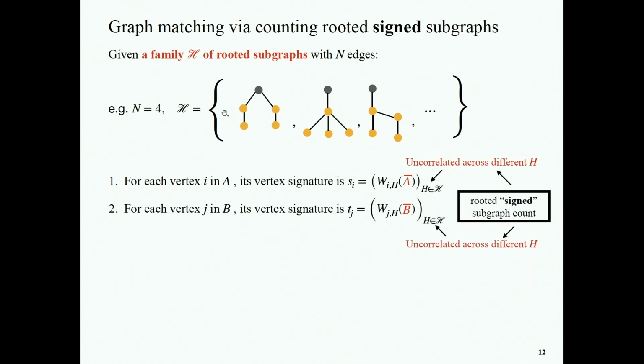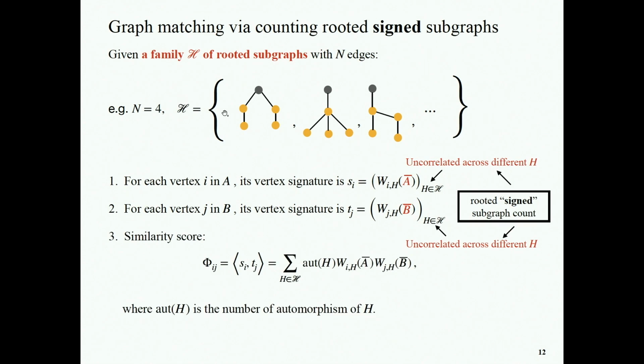We can do the same thing for each vertex J in B and construct this signature, which is a vector. Similarly, we count the rooted sign, or weighted, subgraphs of each subgraph in this family. And then we compute a similarity score between each pair of vertices I in A and J in B. What we do is take the weighted inner product, such that each rooted subgraph's corresponding weight is given by the number of automorphisms of this subgraph here. Okay. And then we match these two vertices, I and J, if the score is above a certain threshold, and don't match them if it is below the threshold.